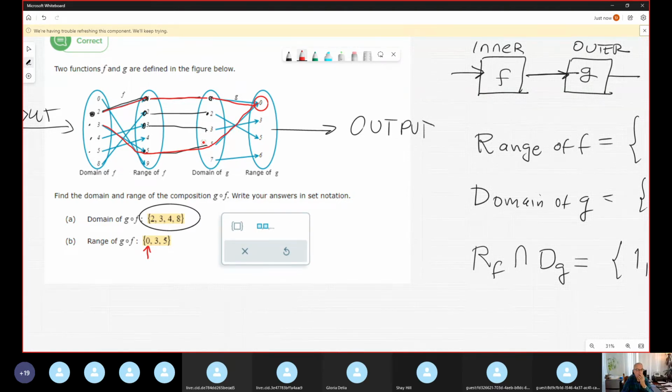4. 4 connects to 3, 3 connects to 3, and 3 connects to 3. Oh, 3 is okay. What is the next? The next is 5, no. 8, yes. It goes here, here, and here, to 5. Wow, final answer. This is the range of the composition function. Super clear?